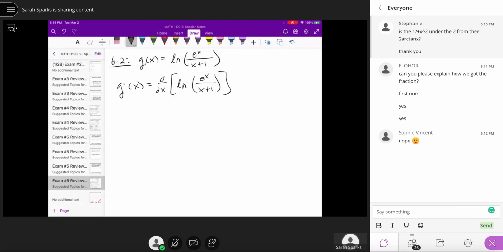our derivative will then be 1 over this whole inside function, 1 over e to the x divided by x plus 1, times d dx of e to the x over x plus 1. I'm going to write that x plus 1 as x plus 1 to the negative 1 power, so I'm going to do a product rule. Any questions so far?